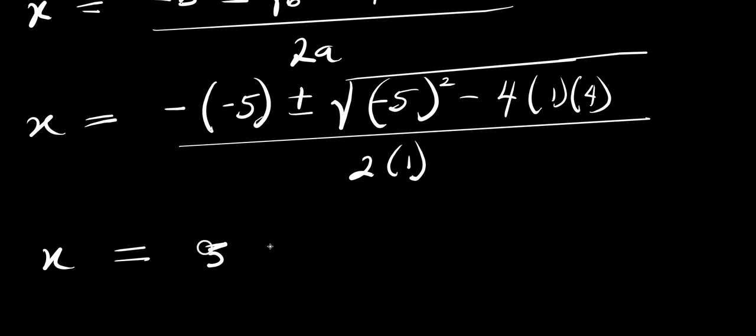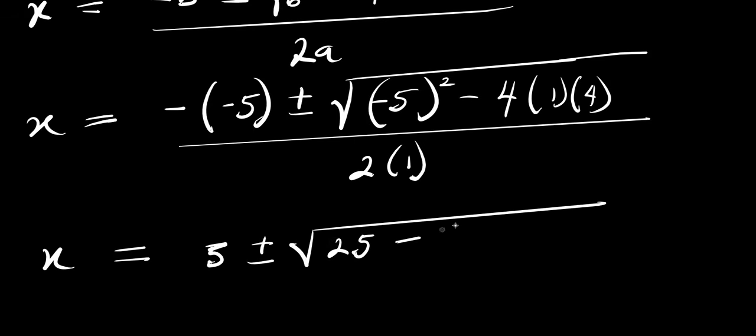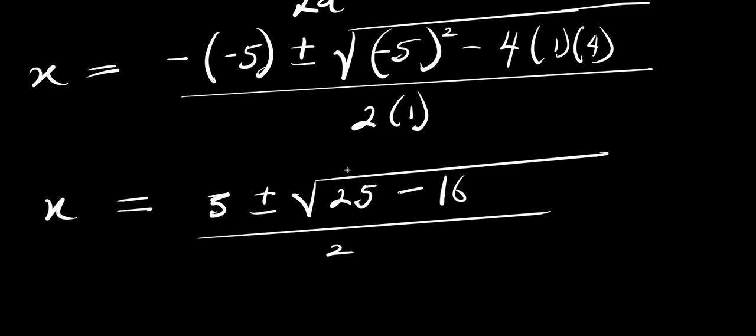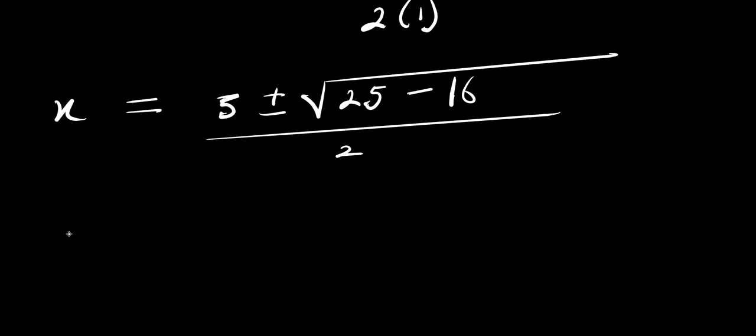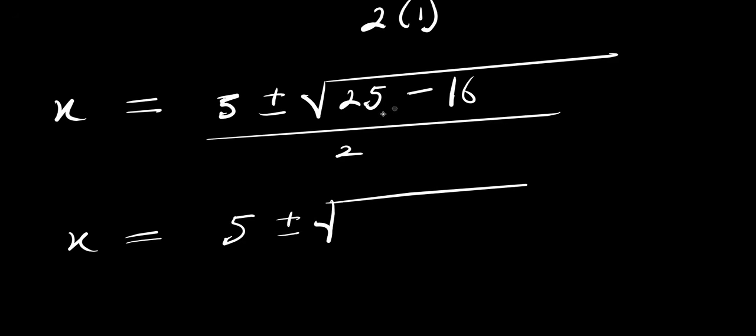From here, I have x equals 5, plus or minus square root of 25 minus 16, divided by 2 times 1. So from here, I have x equals 5 plus or minus square root of 25 minus 16, we are simply going to have 9. So this will give you 9. And this is divided by 2.